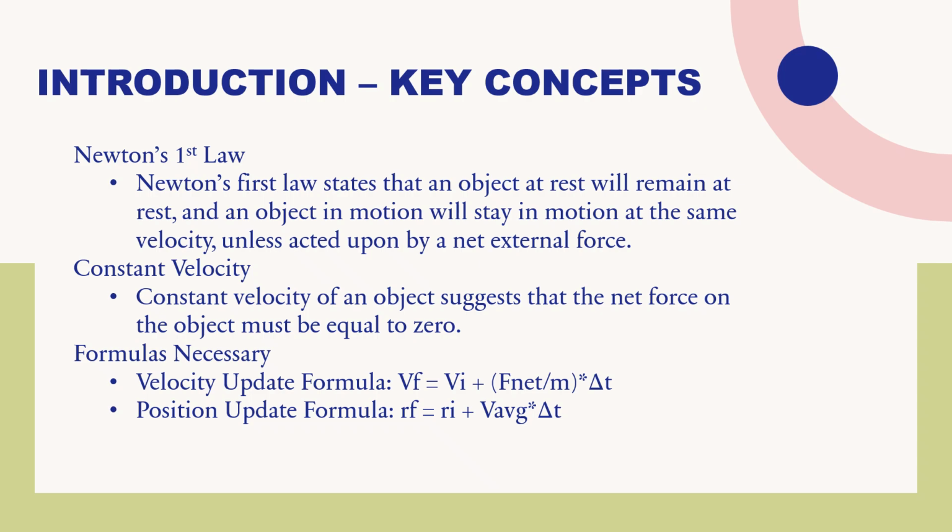The formulas necessary to conduct this experiment were the velocity update formula, which allows us to find v final, which we can then use with v initial and v final for the position update formula with v average to find the initial and the final position of where the object has moved. Since we're looking at constant velocity though, these values should all be the same.